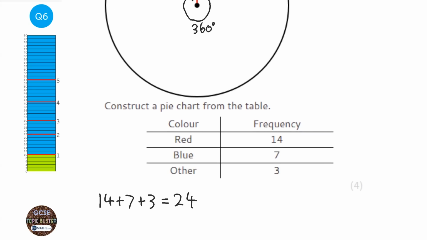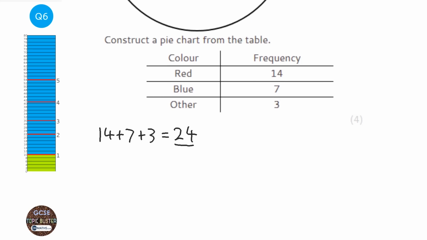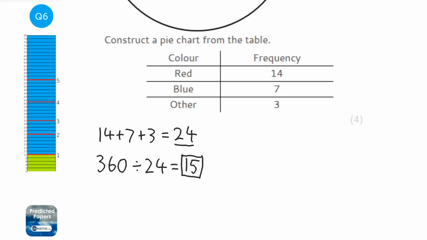And at the moment, all of our frequencies add up to 24. So we've got to find out what we're going to multiply all these frequencies by to get them to add up to 360. We do that really simply by doing the calculation 360 divided by whatever the total of the frequencies are. So 360 divided by 24 on the calculator equals 15. So this 15 here, if we multiply all three of our numbers by 15, we will get the amount of degrees we need each colour to be.